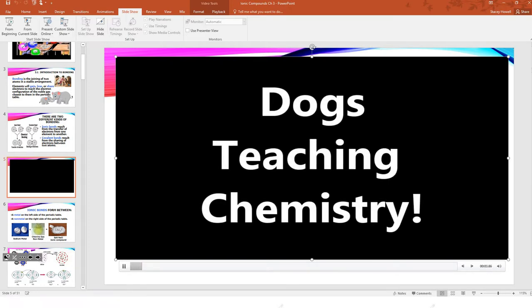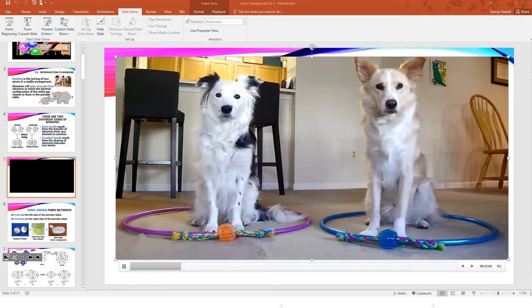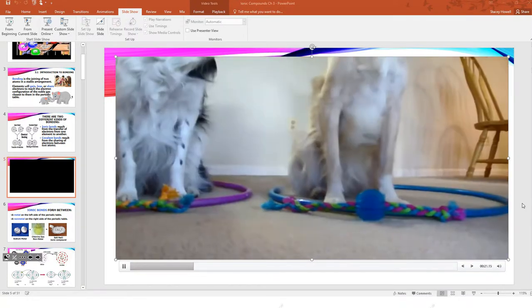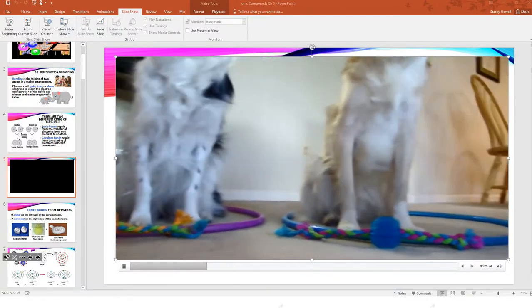Welcome to Dogs Teaching Chemistry. Our first lesson is chemical bonding. Chemical bonds are what holds atoms together. A chemical bond is an attraction between atoms that allows the formation of a chemical substance. The electrons that participate in a chemical bond are called valence electrons. These are electrons that are found in an atom's outermost shell.